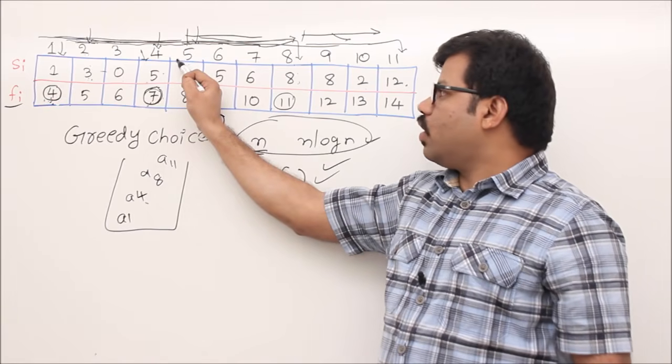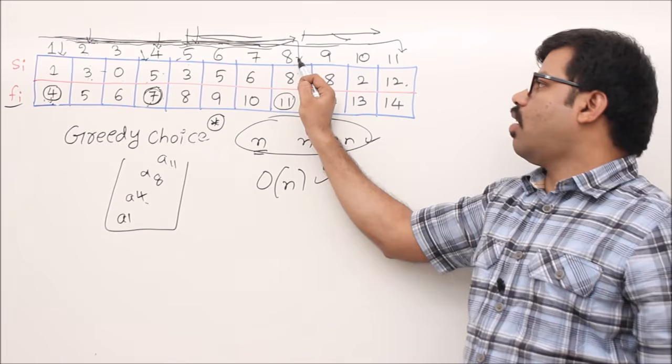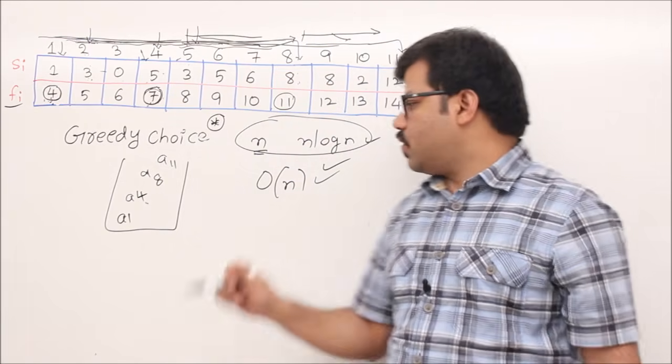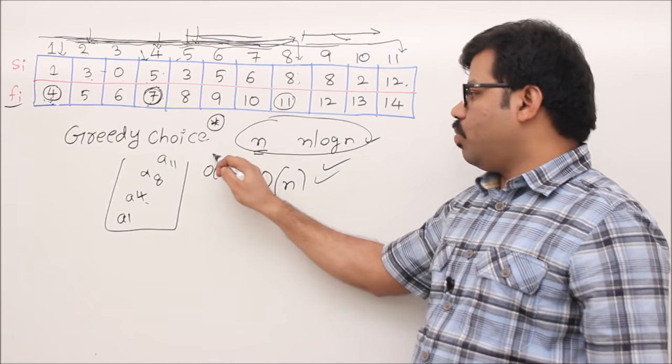Now start at the next location and again search for 7 or greater than 7. We stop here. In that way, we are after all scanning the array, that's it, not more than that. That's why it is order of n. Did you remember? The dynamic programming solution was order of n cube.